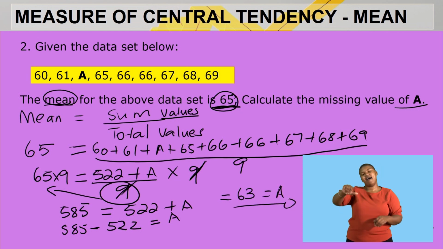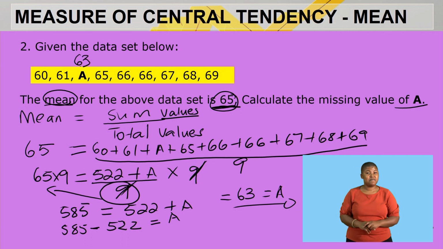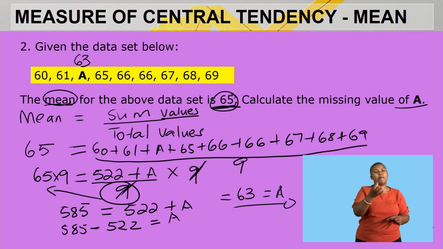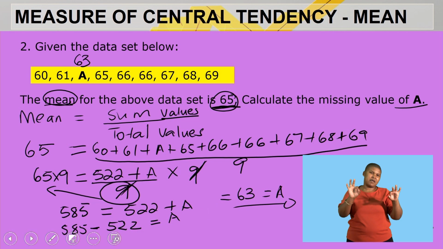Now we need to go back to our data set and check if that 63 is within the values of 61 and 65. When we look at the data set, it appears here that the value of A will be 63, and when you check, this data set is already arranged in ascending order. It means our 63 is within the values there.